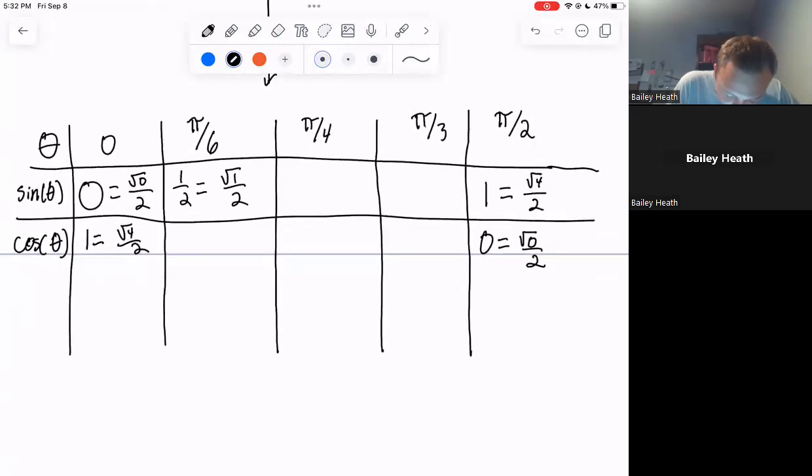Cosine comes out to square root of 3 over 2, which I'm just going to leave as it is. It's already in the same format as the other ones that I've written. At pi over 4, both sine and cosine are equal to one another, and they are equal to root 2 over 2.